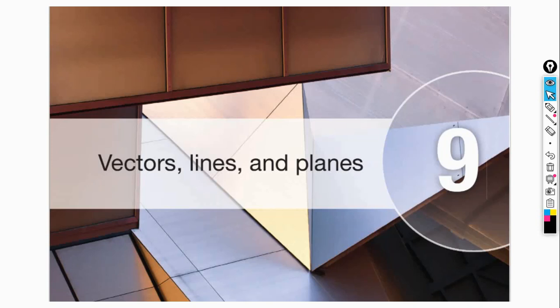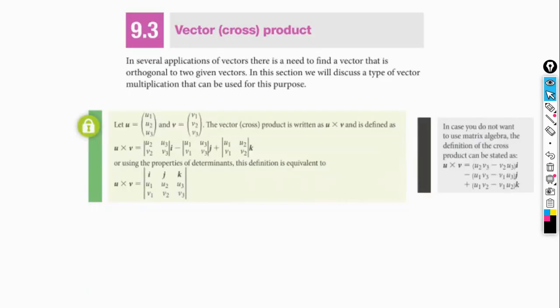Hi everybody. So in this video we continue with chapter 9, vectors, lines, and planes, specifically section 9.3, vector cross product. In several applications of vectors, there's a need to find a vector that is orthogonal to two given vectors. Remember that this means perpendicular. In this section, we will discuss a type of vector multiplication that can be used for this purpose.